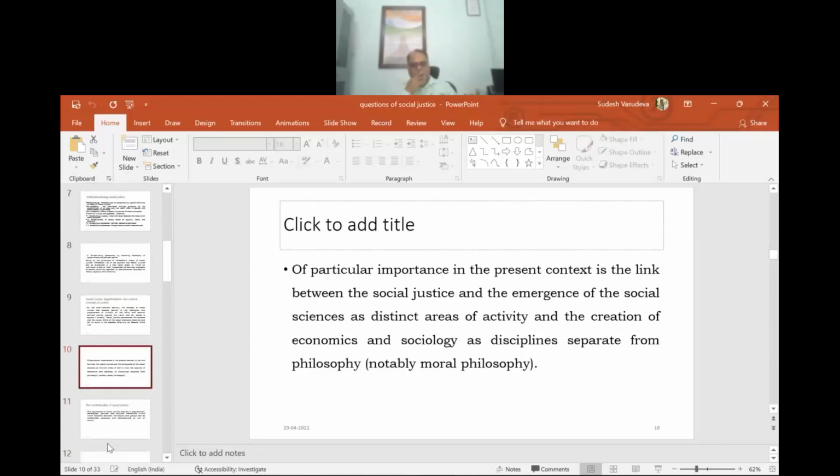Now, of particular importance in this context is that there is now a link between the legitimization of the concept of social justice on the one hand and the emergence of social sciences, including law, as distinct areas of activity, and the creation of economics and sociology as a discipline separate from philosophy. Because when justice was spoken about before it was institutionalized, it was only a moral philosophy.